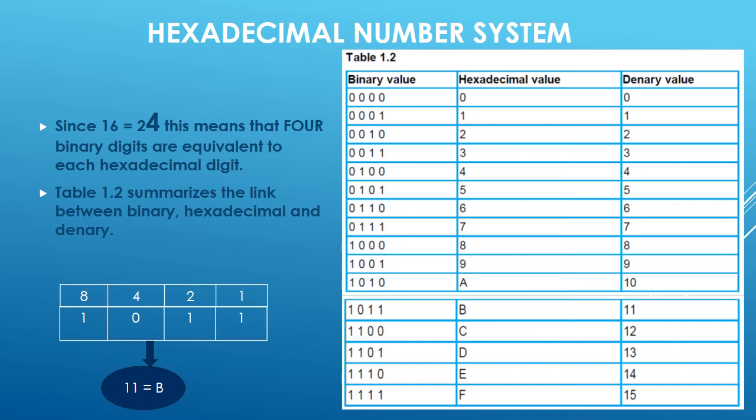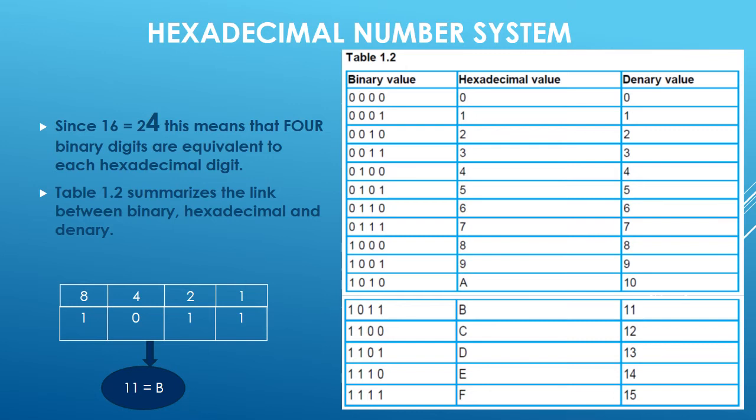Before starting the conversion from hexadecimal to binary and denary, we need to understand the relationship between hexadecimal, binary and denary. So a table is given here. This table is given in your book. Since 16 is equal to 2 raised to power 4, this means that 4 binary digits are equivalent to each hexadecimal digit. So table 1.2 summarizes the link between binary, hexadecimal and denary. In the table, the very first column shows the binary values, the next column shows the equivalent hexadecimal values and the next column shows the equivalent denary values. We need to see how these values are formed.